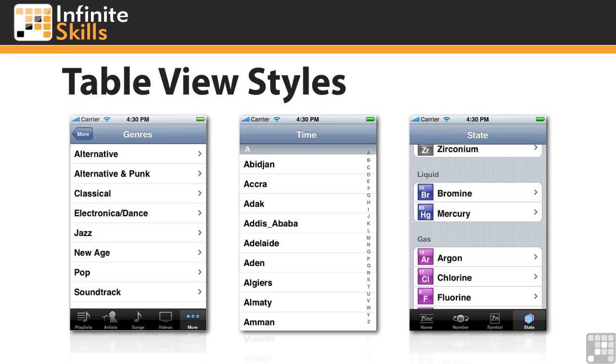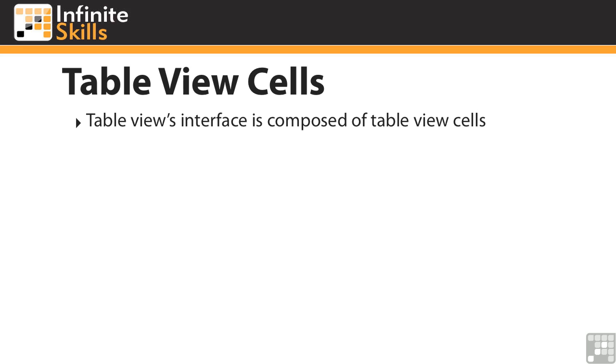The two examples on the left show the plain style, and the one on the right is a table view using the grouped style. In the plain style, the individual rows stretch edge to edge and have a white background by default. The plain style can additionally display section headers and an optional index for quickly navigating through large lists of data. The group style is partitioned into distinct groups and then provides that pinstripe background that you see in this image.